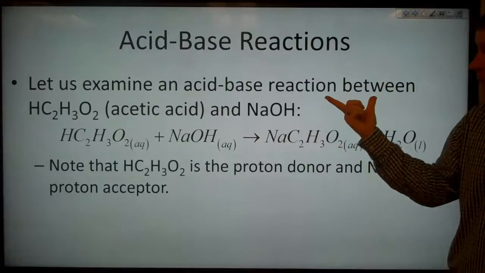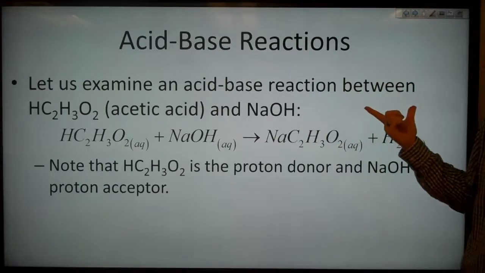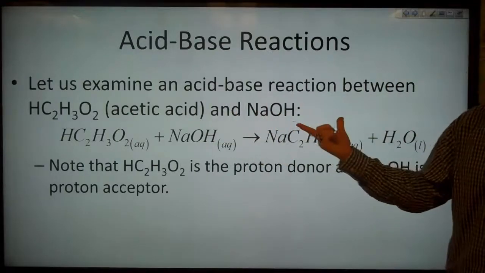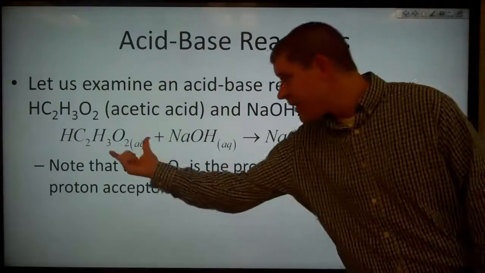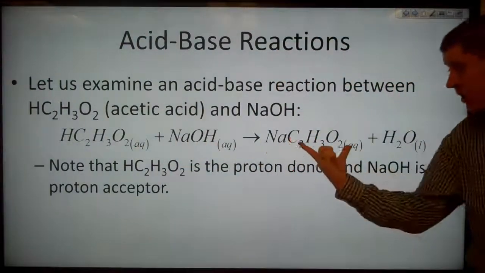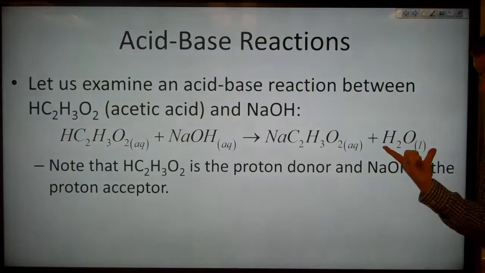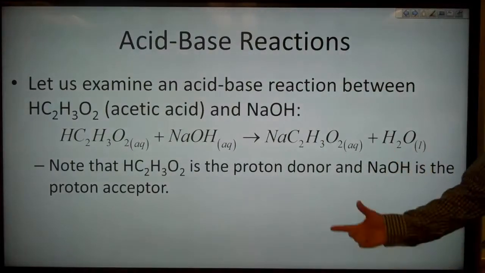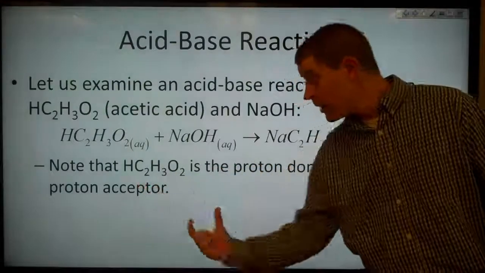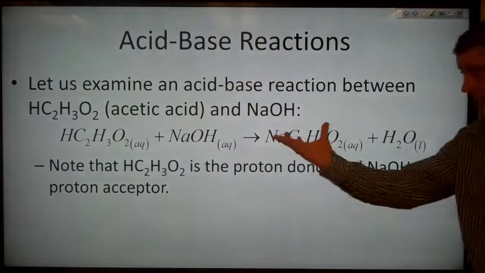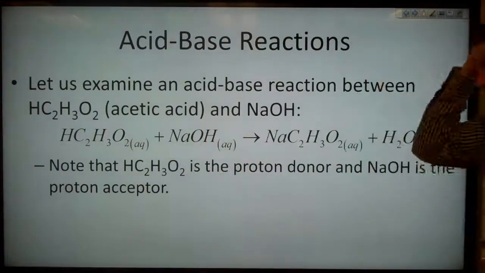Now, let's examine an acid-base reaction between acetic acid and sodium hydroxide. We have acetic acid plus sodium hydroxide yields sodium acetate and water. Note now that the acetic acid is the proton donor, and thus it's the acid, which is why we call it acetic acid.